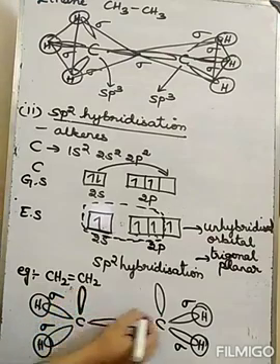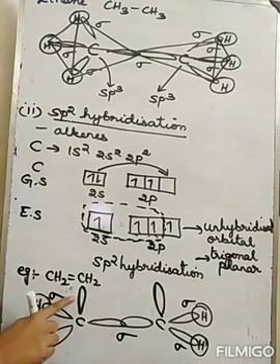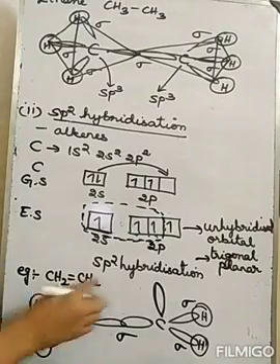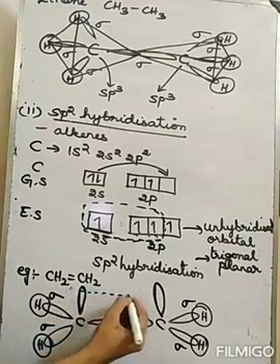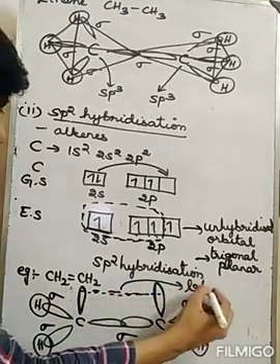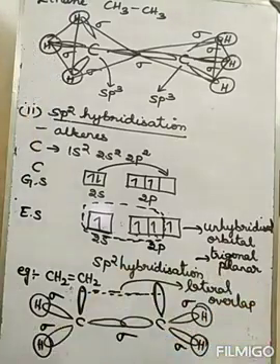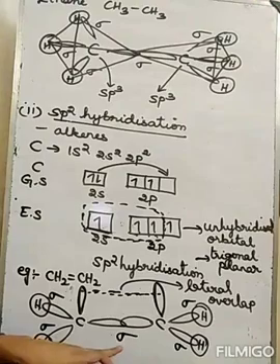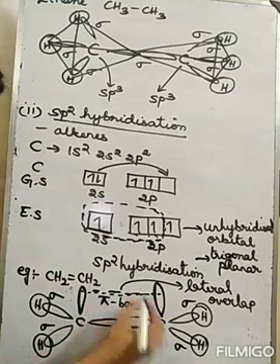Now these two are the unhybridized orbitals. One carbon has one unhybridized orbital, another carbon has another unhybridized orbital. These two will not have head-on overlap like this. They will be attracted laterally. So this overlap is called lateral overlap. If it is a head-on overlap, the bond is called a sigma bond. If it is a lateral overlap, then the bond is called a pi bond.